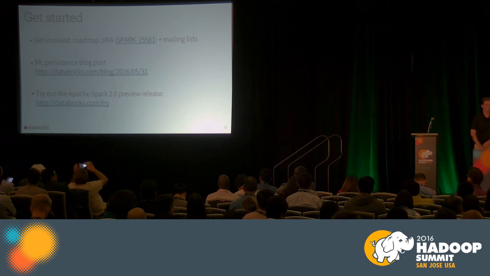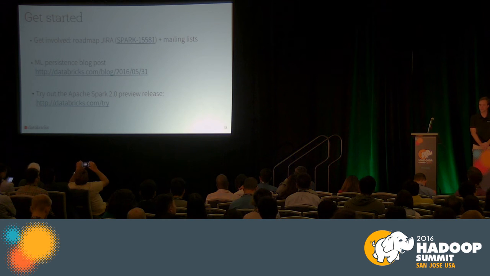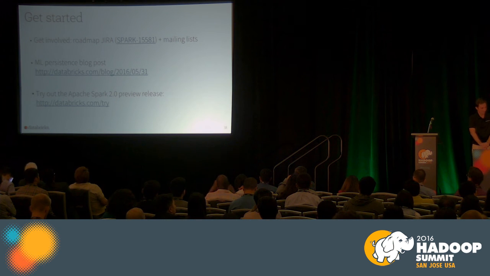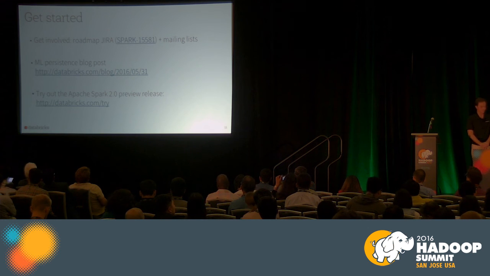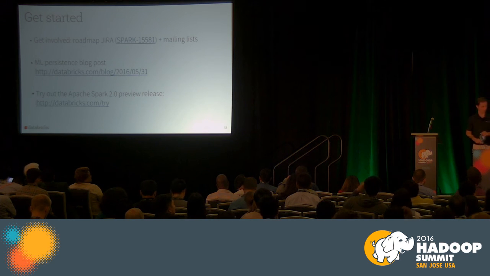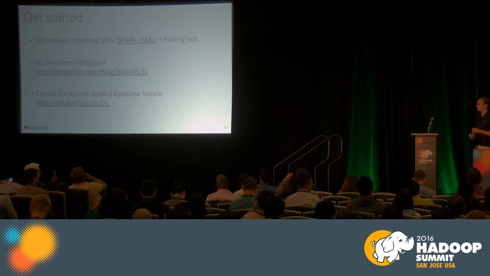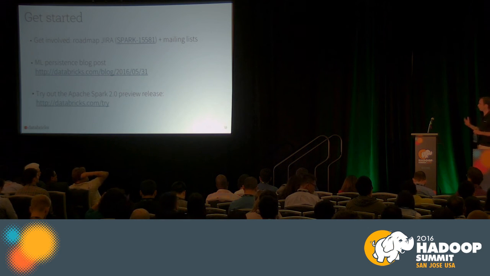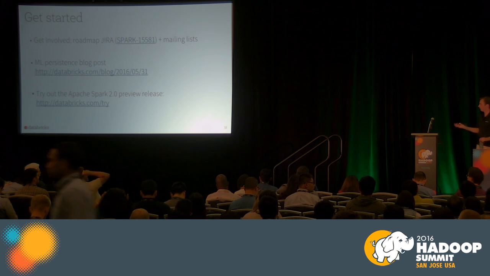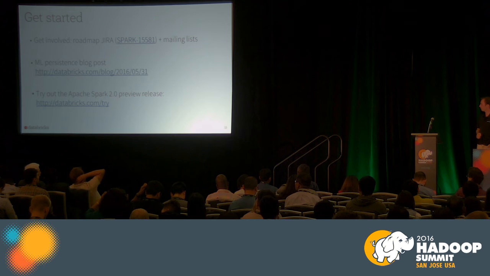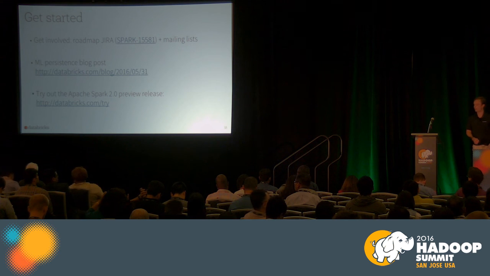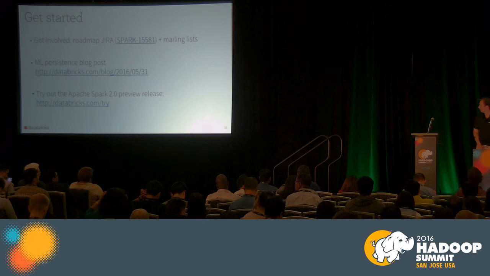So if you want to get involved, you are more than welcome to join us for Spark 2.1. You can take a look at the main Jira that describes the roadmap, and also you can get involved in the mailing list. We also explain more details about the persistence in some blog posts. And also, if you want to try out Spark 2 without having to compile it, or without having to do more experiments with it locally, you can simply go to Databricks, and it is available as a preview in the community edition.